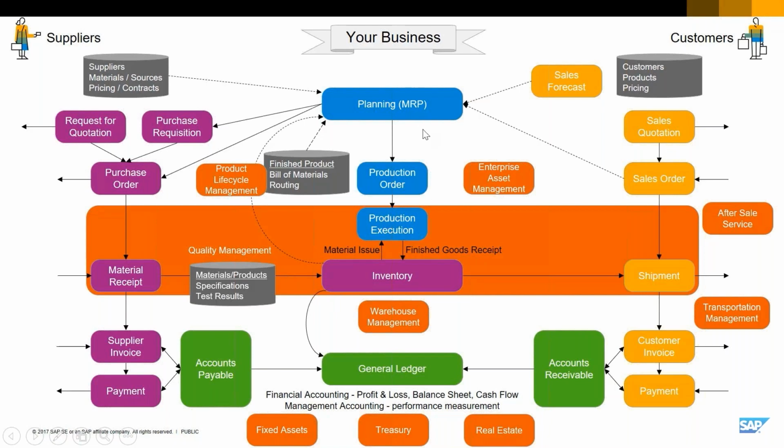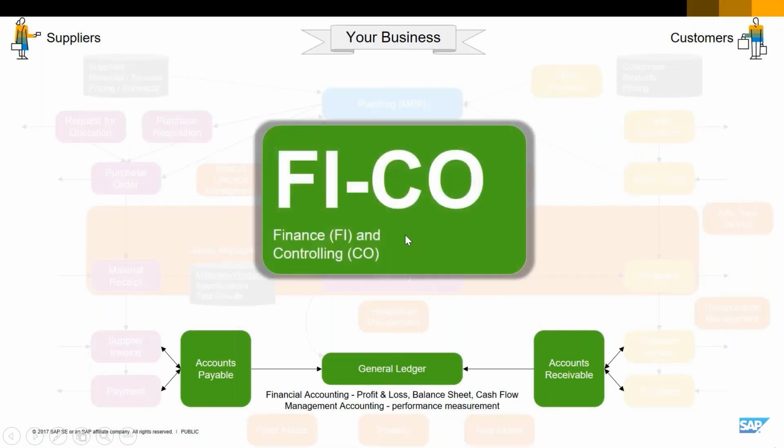We are handling the production process. We are handling quality management. We are also handling transportation management and after-sales service. So this is a complete business process. You can apply this to any business process. Now these are the core modules that we have discussed so far.